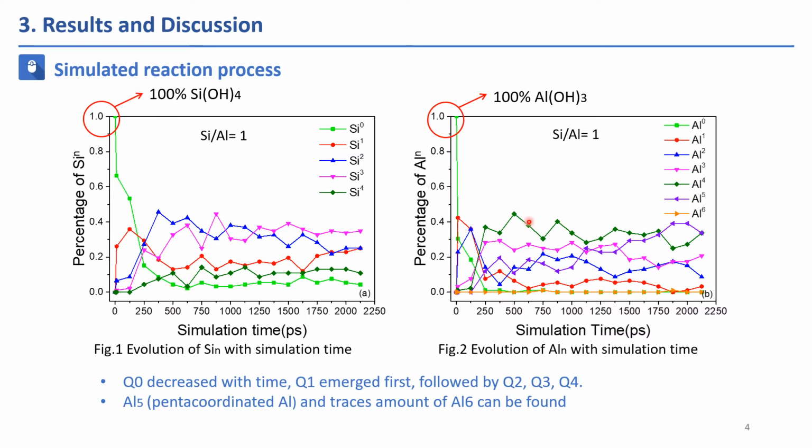Alumina side also has a similar trend. The only difference is that for alumina, we have Q5 and Q6. However, we can't tell whether these Q5 and Q6 are from nostril or not. The only thing for sure is that they do exist in the system.